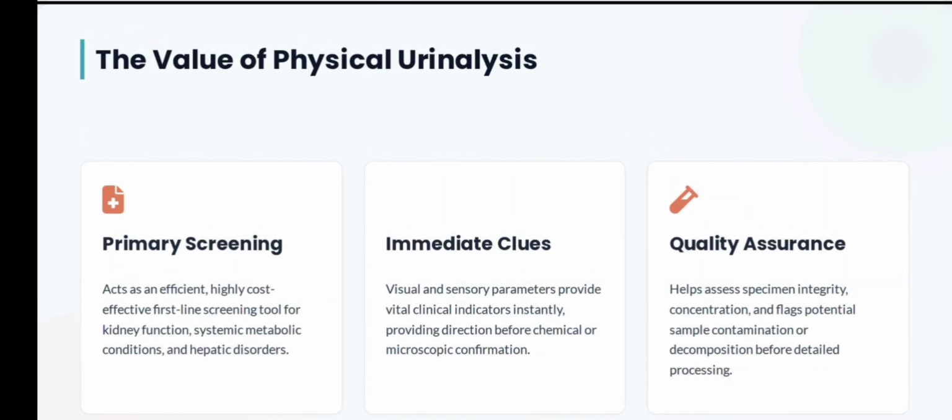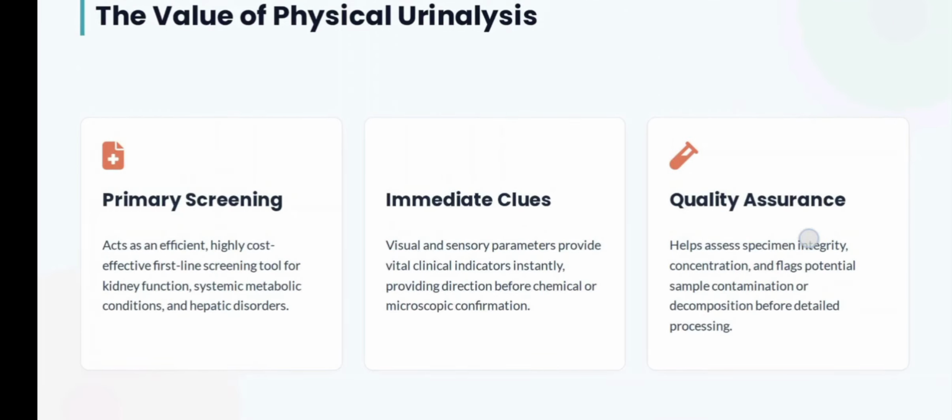The value of physical urinalysis. Primary screening acts as an efficient, highly cost-effective first-line screening tool for kidney function, systemic metabolic conditions, and hepatic disorders. Immediate clues: visual and sensory parameters provide vital clinical indicators instantly, providing direction before chemical or microscopic confirmation. Quality assurance helps assess specimen integrity, concentration, and flags samples with potential contamination or decomposition before detailed processing.